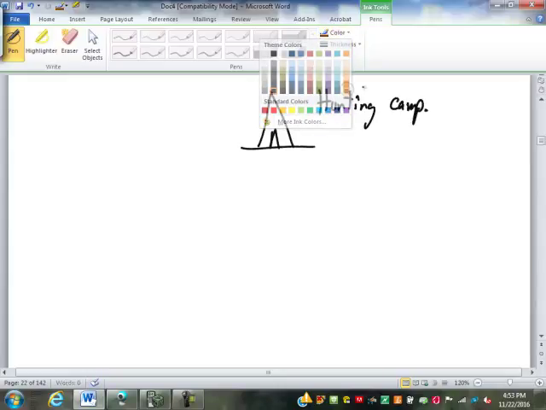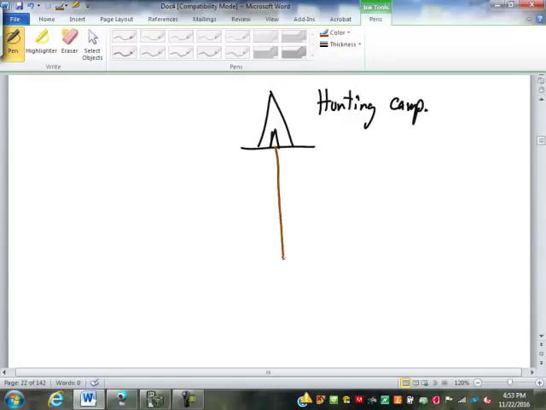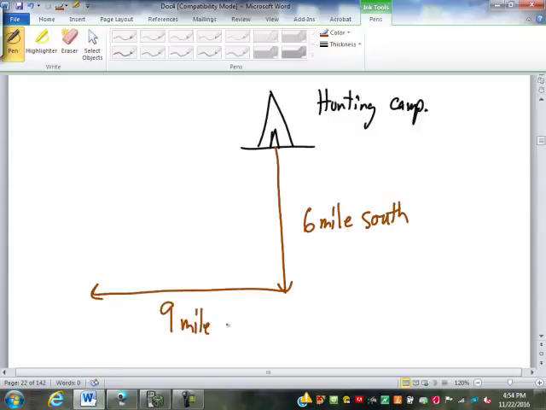You set out walking from camp. From camp, you walk 6 miles due south. At that point, you sit for a while, and you see a flock of birds fly over, and decide that you're not going to see anything there. So you turn, and you walk 9 miles due west.